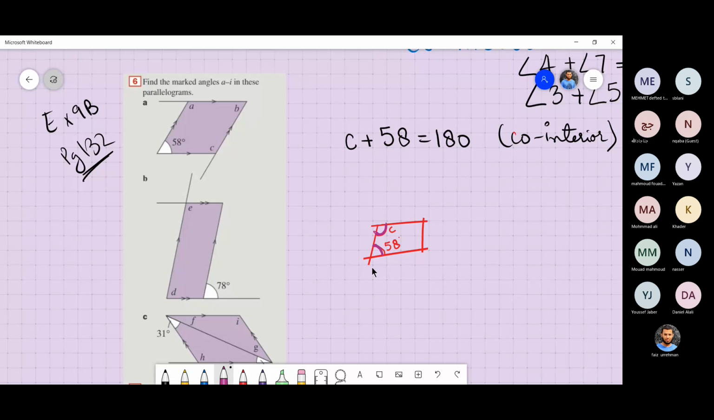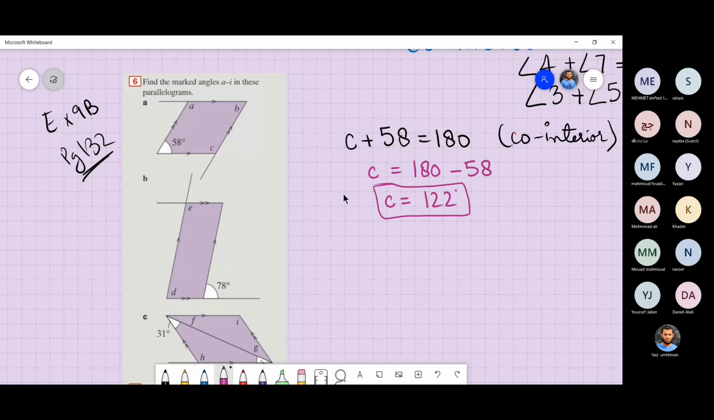Right. So similarly, I think the class is not understanding. They are just watching. Nothing is going, I think. Sir, it's confusing, sir. C is 122, okay?